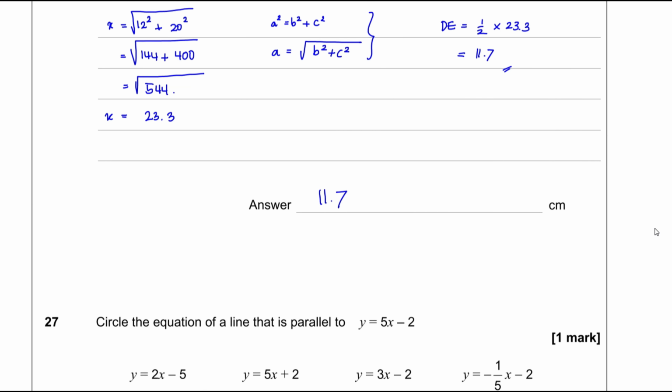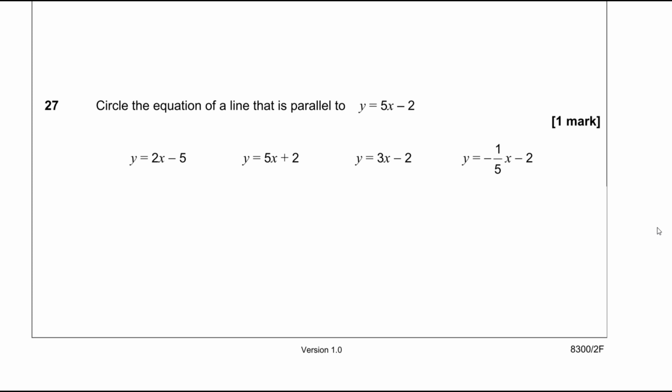Let's go straight to 27. Circle the equation of a line that is parallel to y is equal to 5x minus 2. Do you know two lines are parallel if they have the same slope? That is the same steepness. We call it slope. So in mathematics, a line equation will be in this form: y equals mx plus c. Y and x determine the positions on the Cartesian coordinates, m is the slope and c is a constant.